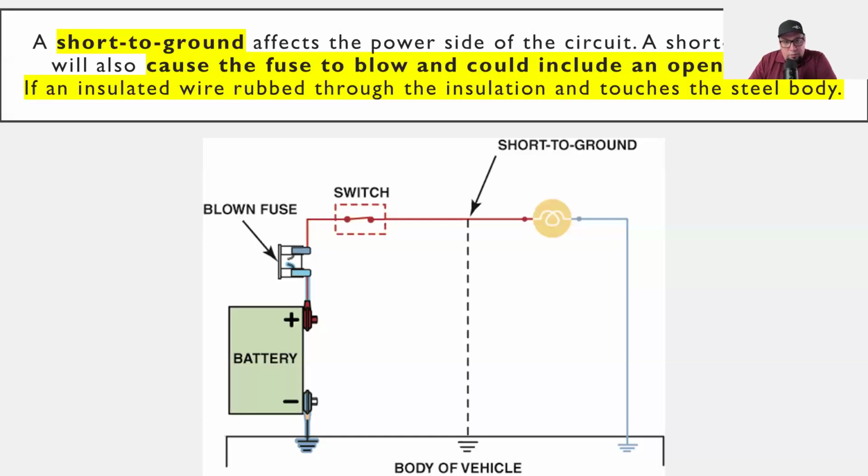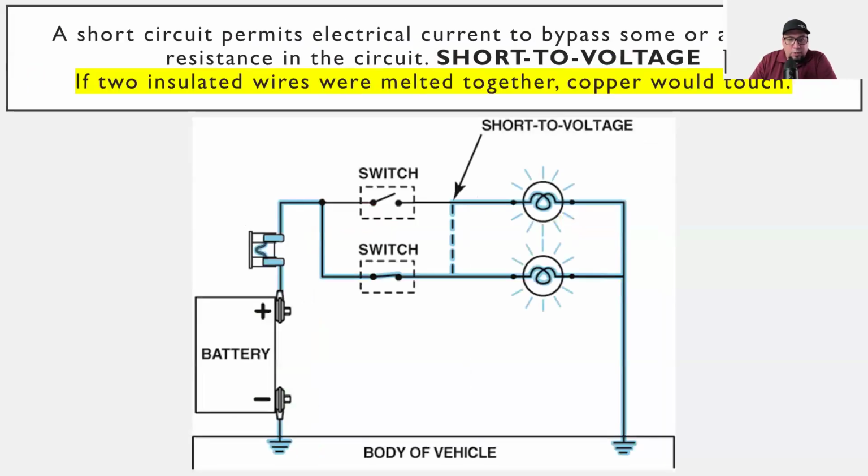If this was to happen in a circuit, the amperage would skyrocket and the fuse would blow. So again, we're always checking for blown fuses first to determine, if the fuse is blown, we may have a short to ground. All right. If the fuse is good, we may just have an open circuit or possibly a short to voltage, which is this picture here.